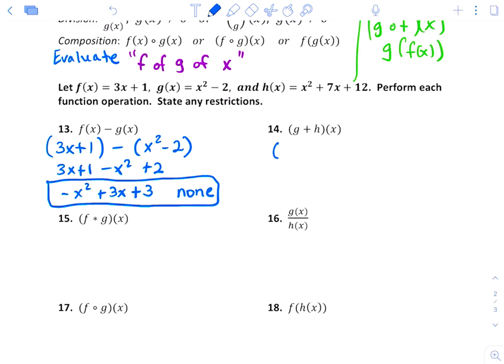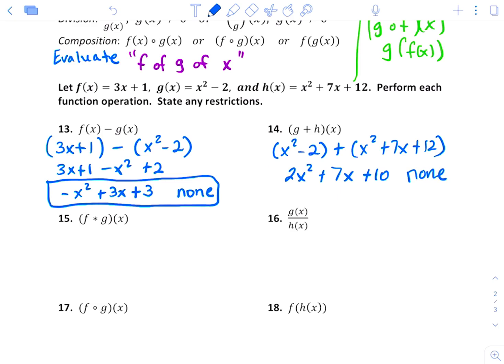So 14, we are adding our g of x, so x squared minus 2 plus our h of x, so x squared plus 7x plus 12. So I'm just going to combine my like terms together. So 2x squared plus 7x plus 10. And I have a quadratic equation, so that means that my restriction is none.